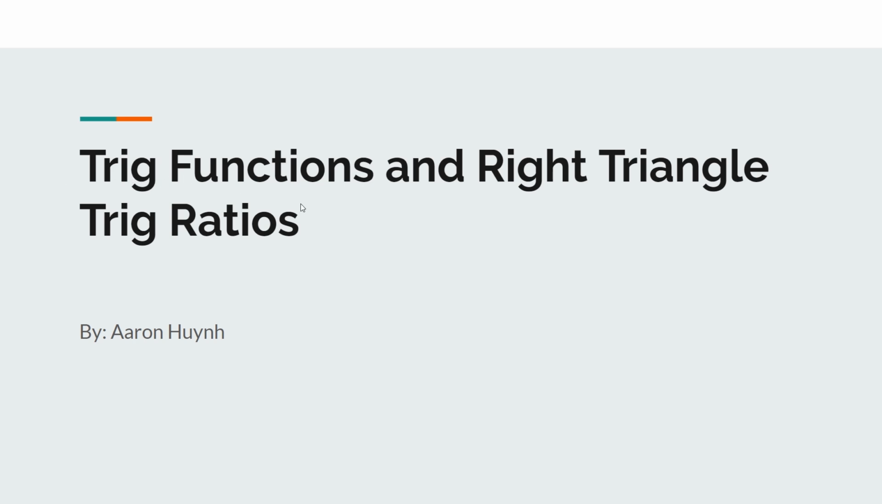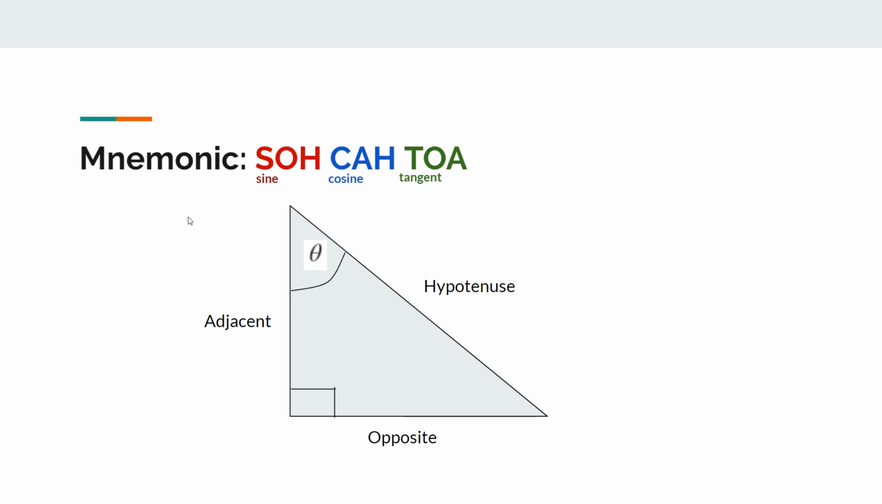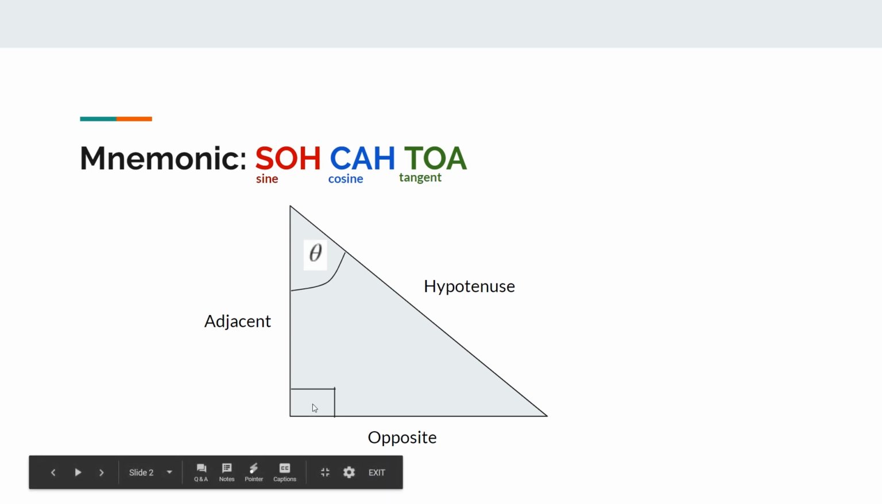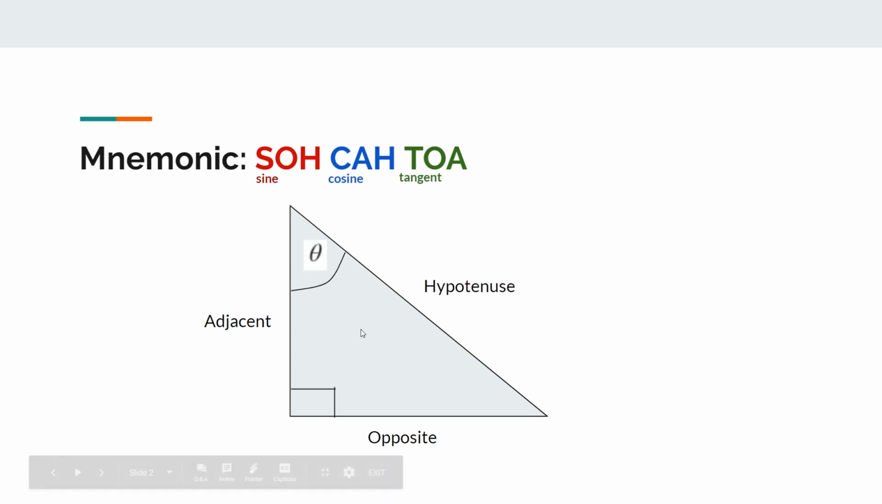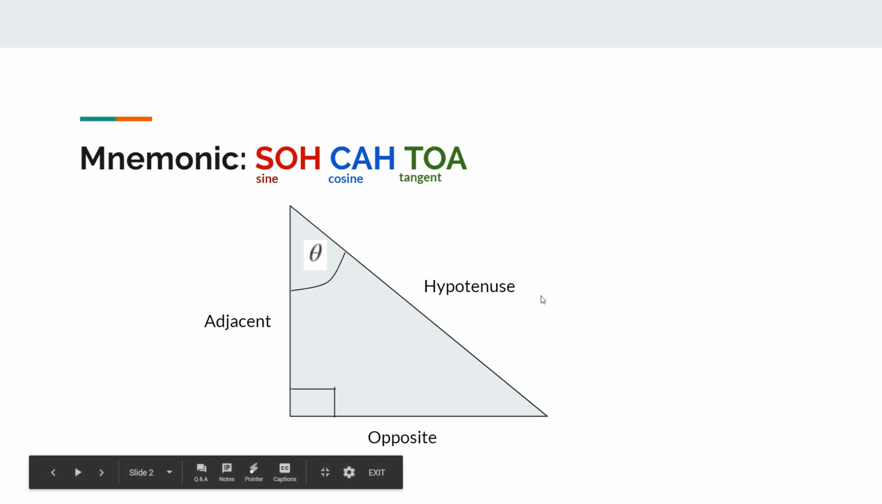For today's project, I'll be going over trig functions and right triangle trig ratios. To start off, essentially what a trig function is that it takes an angle, which could be represented by theta, of a right triangle, and it creates a ratio between two sides. The sides either being adjacent, opposite, and or hypotenuse.